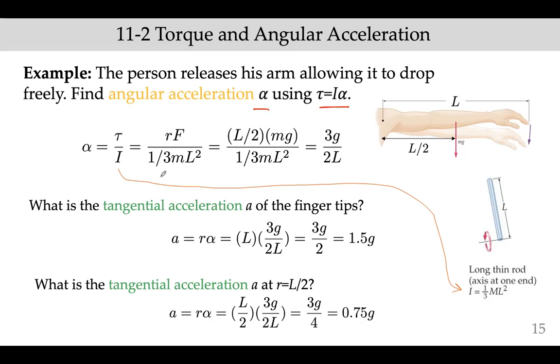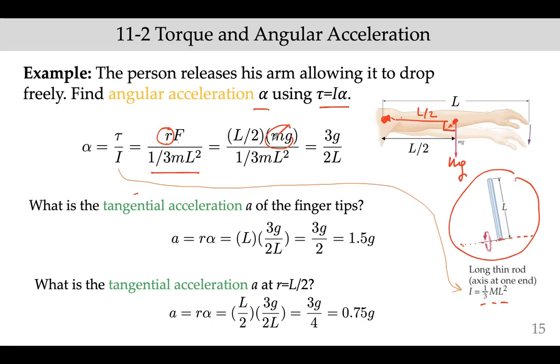Now the moment of inertia I: this arm looks like a rod rotating around an axis that passes through one of its ends. So in this case, you would have to use 1/3 ml squared. And for the torque, we will use R times F. F is mg. For this R, we are not going to take the whole L. This is the axis of rotation, this is the force, and this is the distance, which is L divided by 2. And there's also sine 90, which is not written here because it's 1.